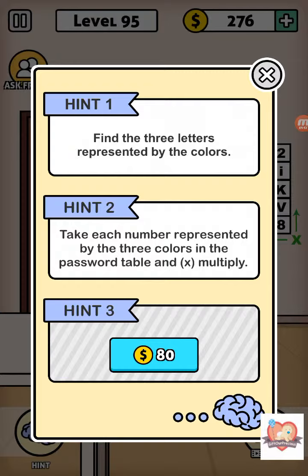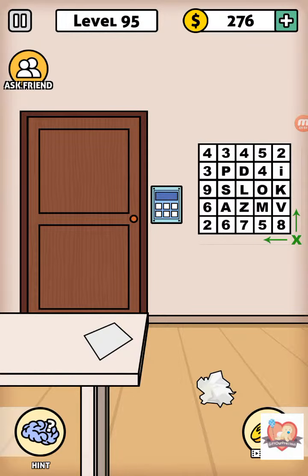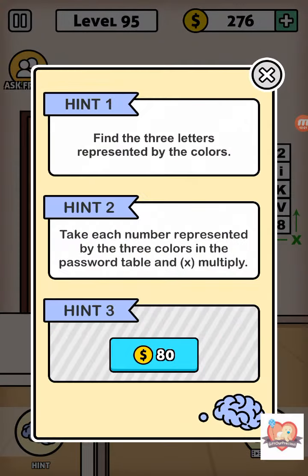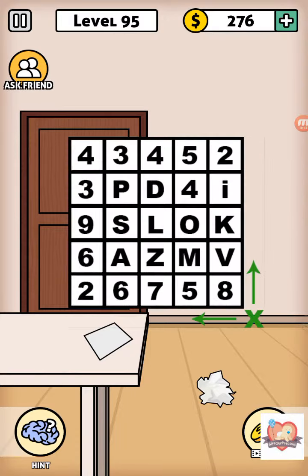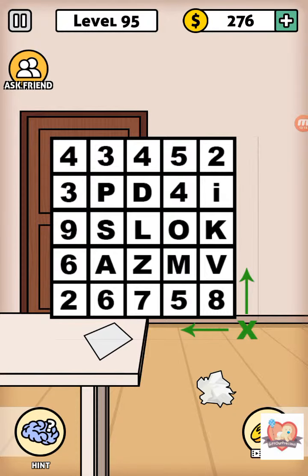Take each number represented by the three colors in the password table and multiply. Three colors. Okay, let's assume we look. No, look at the arrow. The arrow is pointing only these two sides. Yes. Okay, so let's assume at the bottom. That means six and seven.